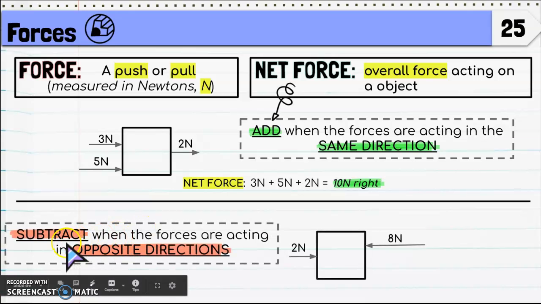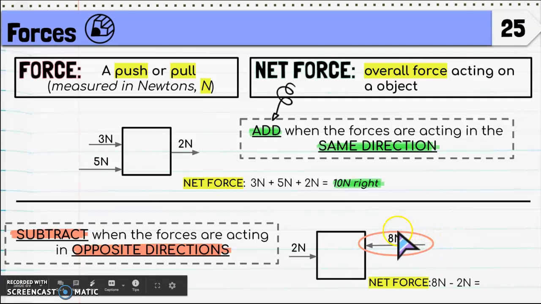We will subtract when forces are acting in opposite directions. Now, if we look at this object, again represented by a square, we see one arrow is pointing to the right and one arrow is pointing to the left. So to calculate the net force, again, since they're in the opposite directions, we're going to subtract.